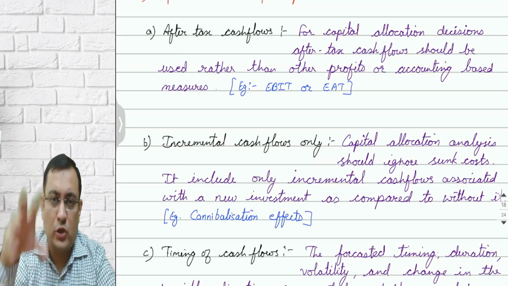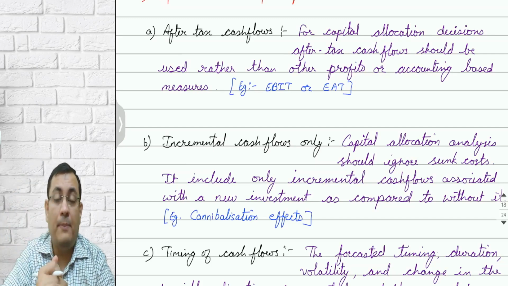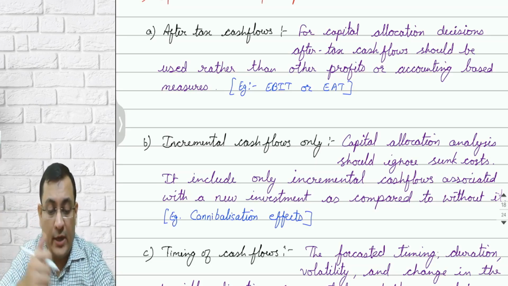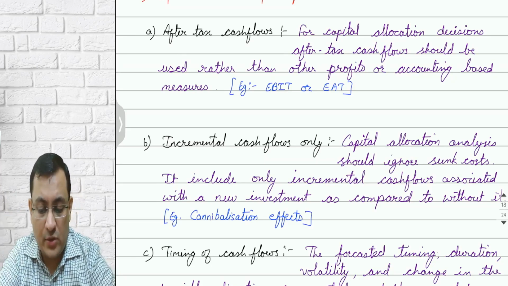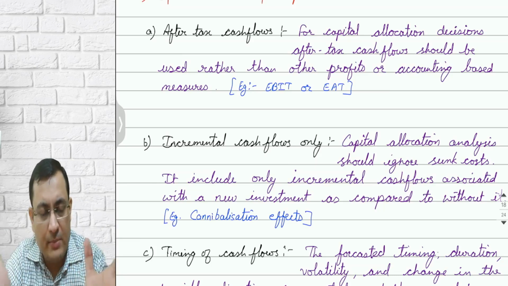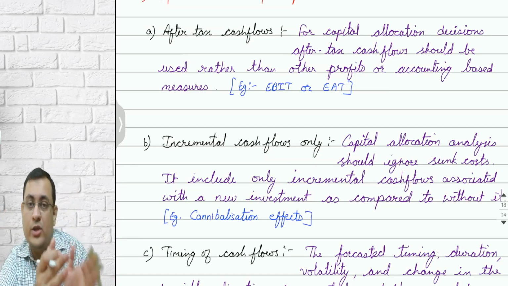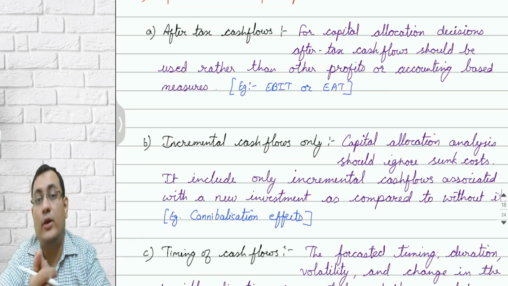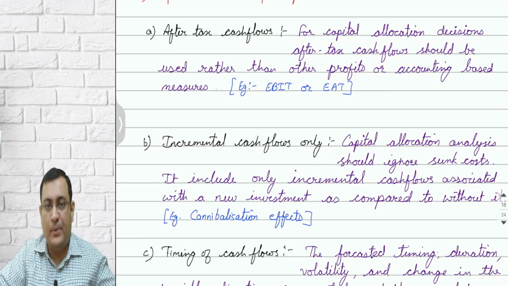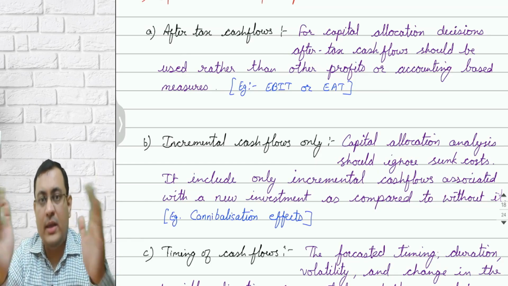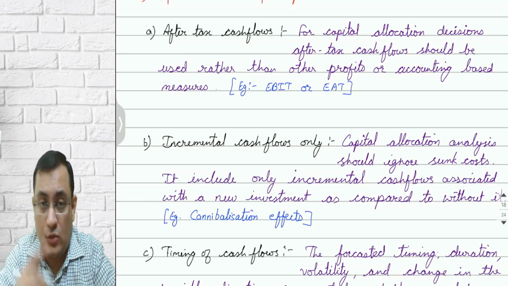It's better to use actual after-tax cash flows after considering the applicable tax law of the jurisdiction. What it says is, for capital allocation decisions, after-tax cash flow should be used rather than profits or accounting-based measures, because accounting-based measures are based on various assumptions and policies, and are calculated for a very short period, that is 1 year, whereas the project is going to run for more than 1 year. So it's better to go for cash flows, and all the cash flows of that particular project, from start till end, should be considered while taking the capital allocation decision. So that is the first best practice.